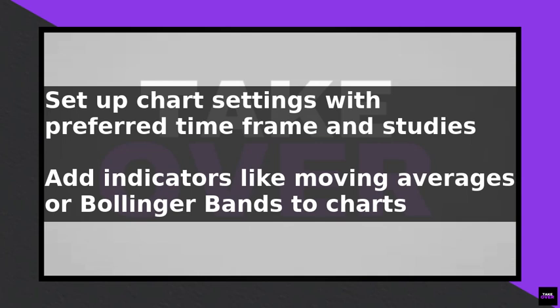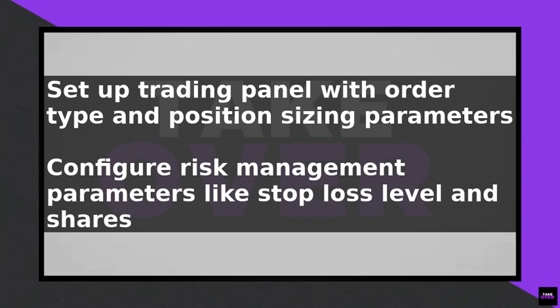After setting up your chart, you need to set up your trading panel. To do this, click on the trading panel icon and select the order type you want to use, such as a market or limit order. You can also set up your position sizing and risk management parameters, such as the number of shares you want to trade and the stop-loss level.